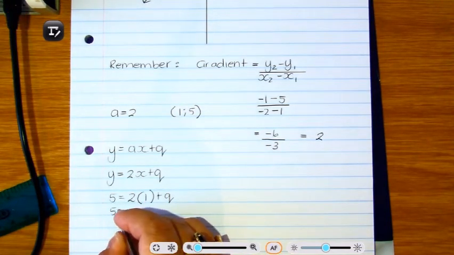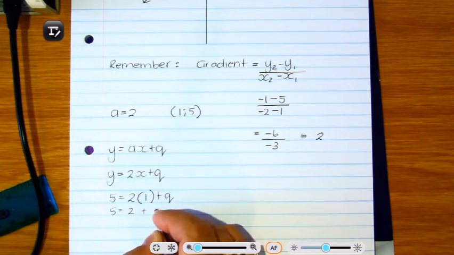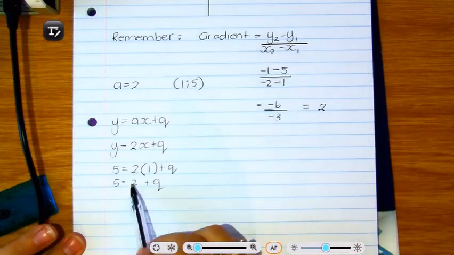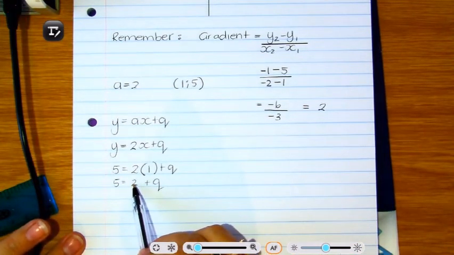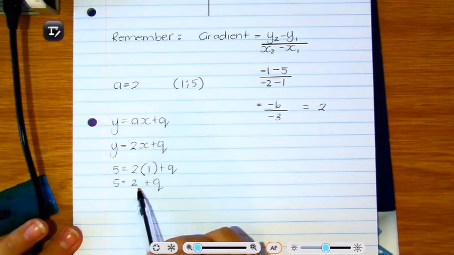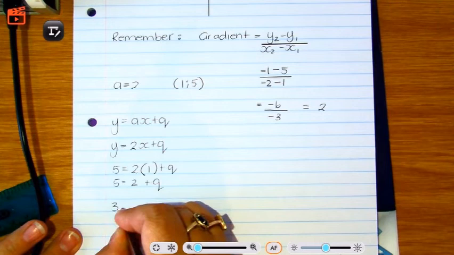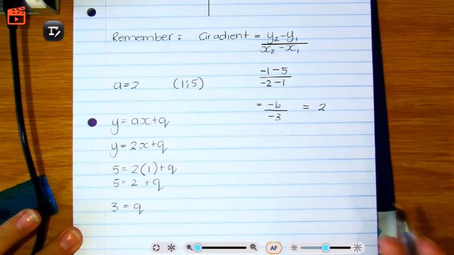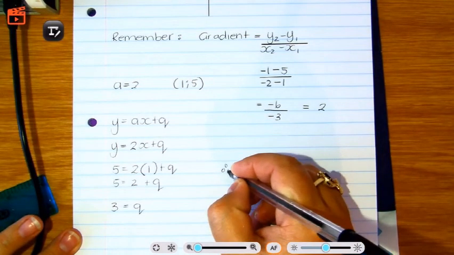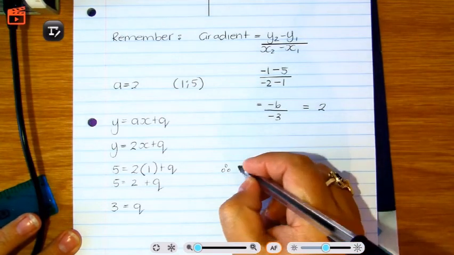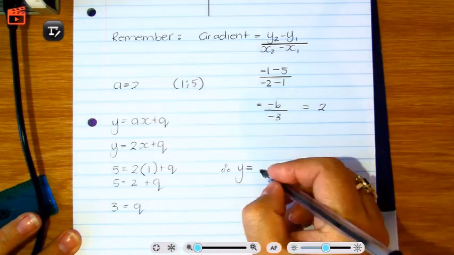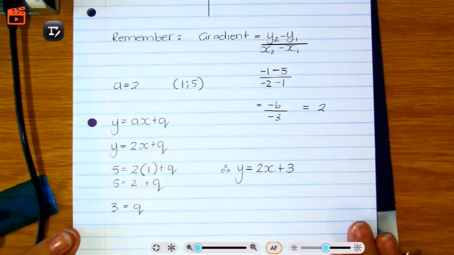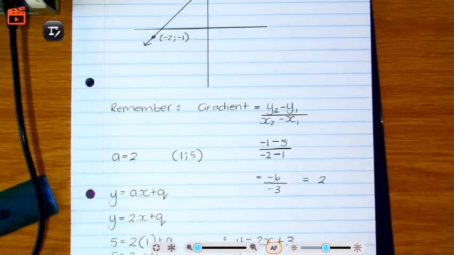So I've got 5 = 2 times 1, which is 2, plus q, and like any simple equation, the goal is to get q on its own. So I'm going to get rid of this positive 2, and to get rid of it I must do the opposite, which is minus 2 from both sides. So 5 minus 2 gives me 3 is equal to q. And from there I've got the a value and I've got the q value, so now I can just plug them into my equation, and there I have found the equation of the straight line. So y is equal to a, which we know is 2x, plus q, which is 3. So the equation of this graph here is y = 2x + 3.